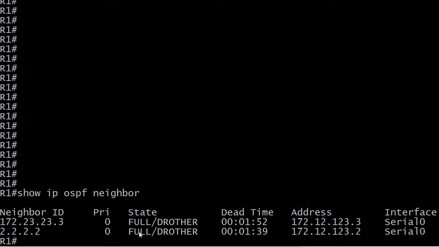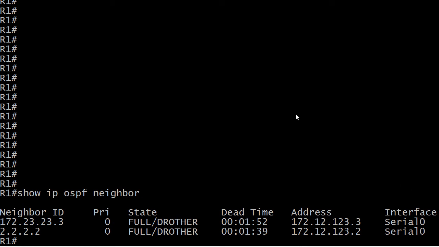Now, we've got a state of full for our adjacencies, and that's always good. What does this DR other mean? You're actually going to get about 10 practice questions at this one, I think. What does that DR other indicate? That it is neither the DR nor the BDR for this particular segment. So it's a DR other. That's our dead time. We know that's going to be 4 times hello time by default, the IP address of that neighbor, and then you've got the interface, and that is, of course, the interface name, but it doesn't say anything about the type of network it's on.